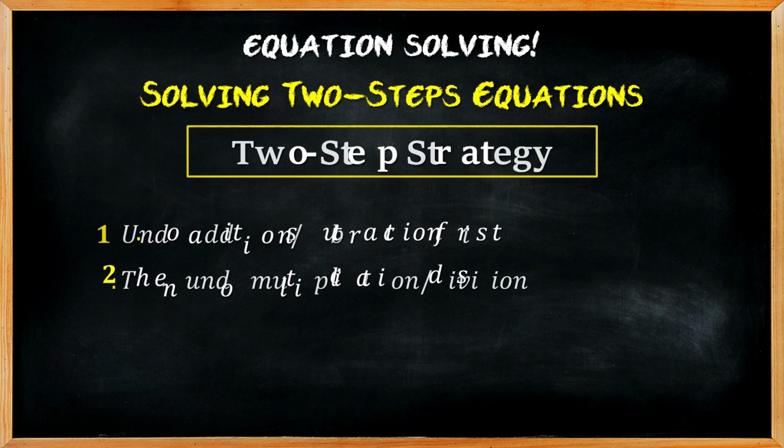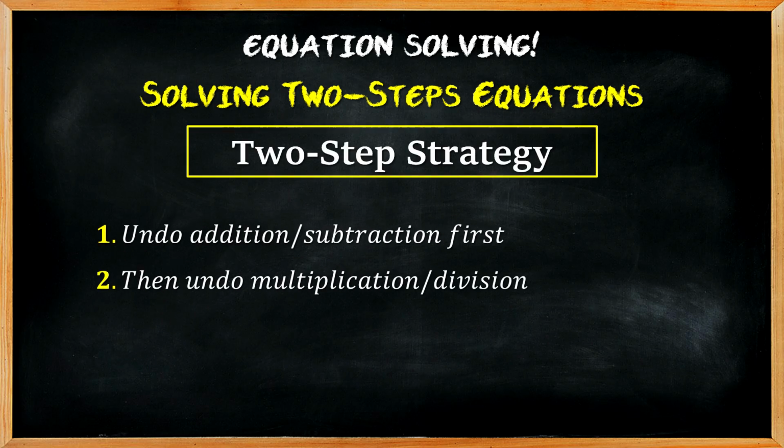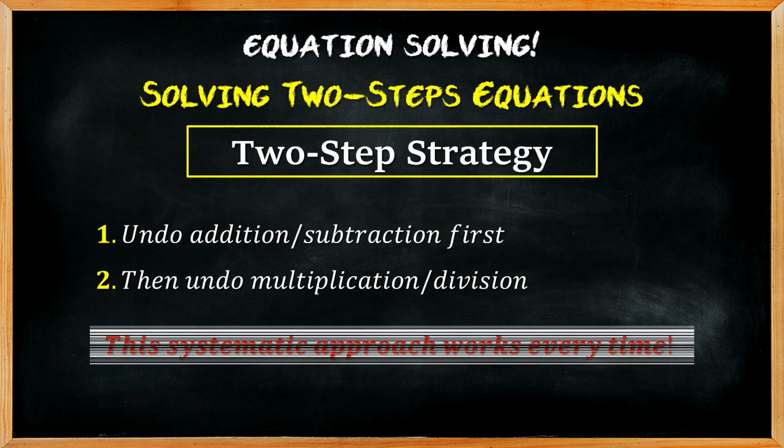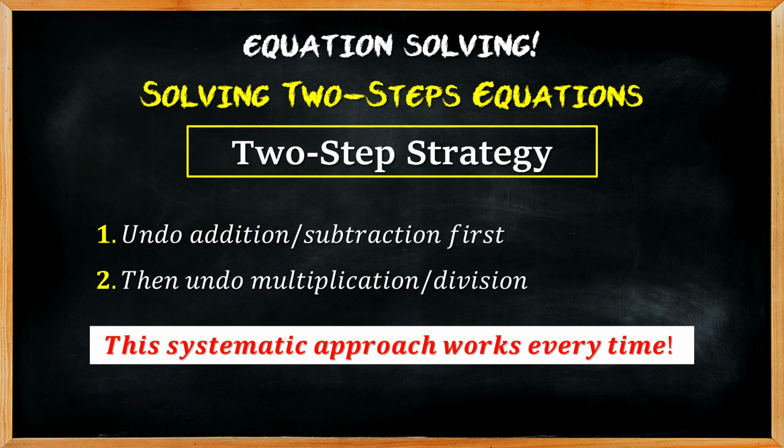Remember the key strategy for two-step equations. Always undo addition and subtraction first, then handle multiplication and division. This systematic approach will help you solve any two-step equation efficiently.